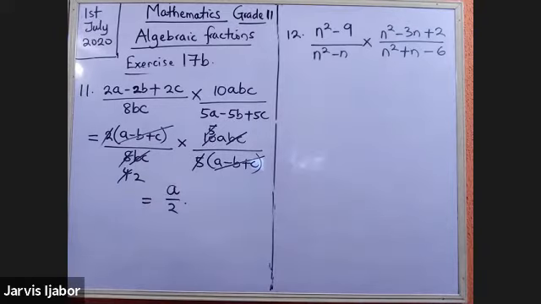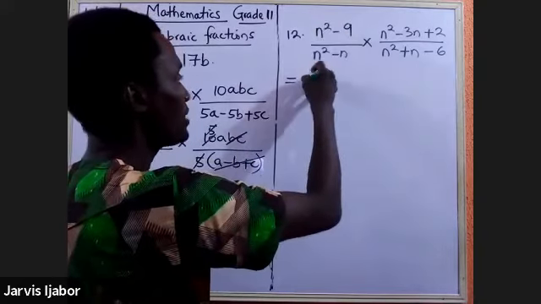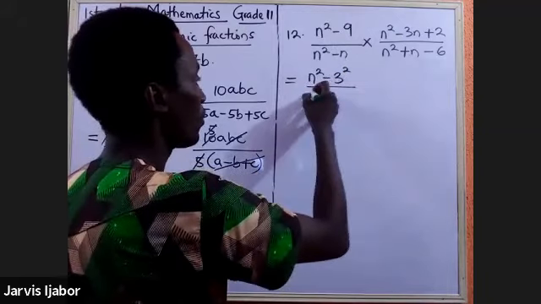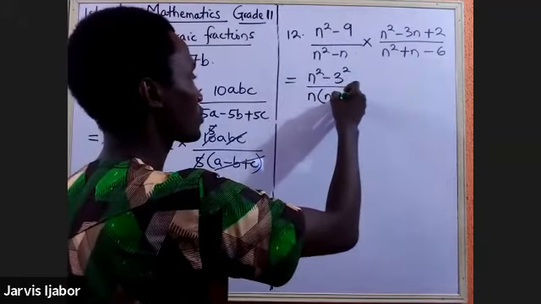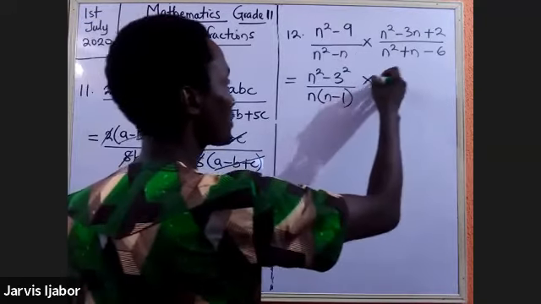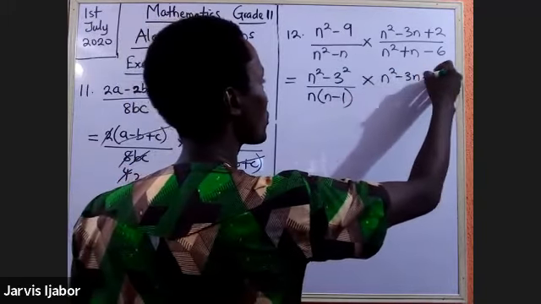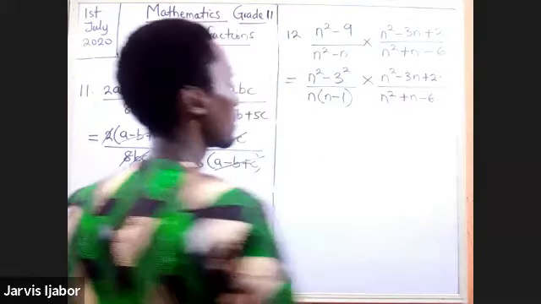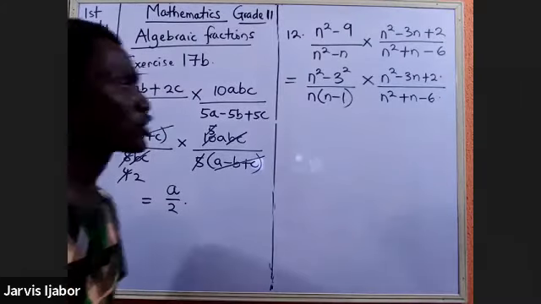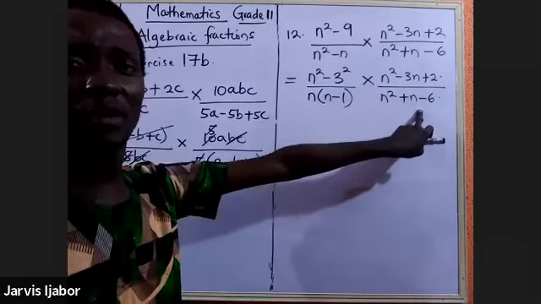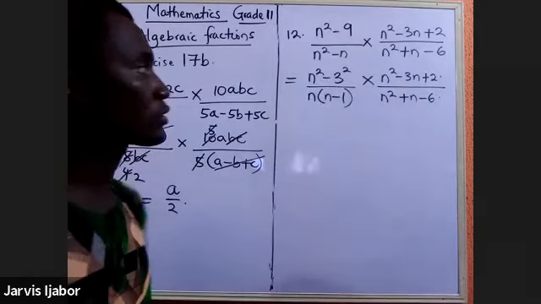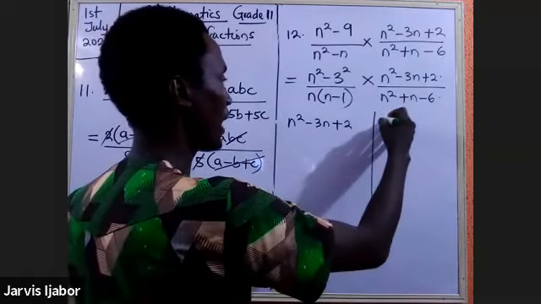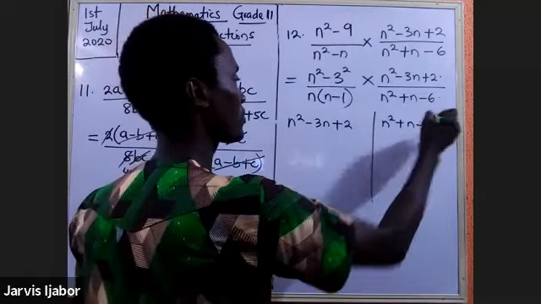Now we come to this. This will be n squared minus 3 squared over n into n minus 1 times n squared minus 3n plus 2 all over n squared plus n minus 6. Now, where I'm going to have issues will be this and this, because we have solved enough of this for you to see what this one will do. So we'll take it out, n squared minus 3n plus 2, and then I pick n squared plus n minus 6. So let's look at this.